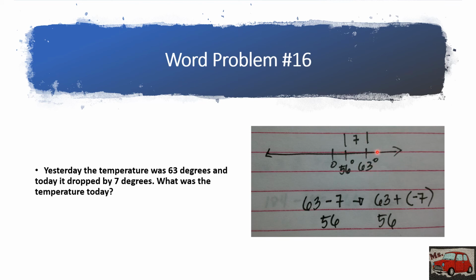So, sa number line, ang movement is pakaliwa. So, bumaba ng 7 steps. So, mag-stop tayo sa positive 56 degrees. Okay? So, the answer is 56 degrees.